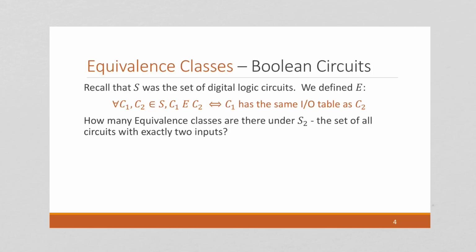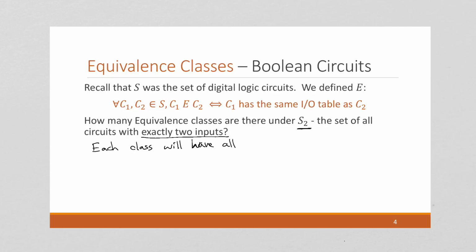Okay, now we're looking back at the Boolean circuits. In the last video, we talked about these Boolean circuits and how this definition of circuits having the same I/O table as each other is an equivalence relation. And so we want to know how many equivalence classes there are under S2, and this is all circuits with exactly 2 inputs. Okay, so each equivalence class will have all the 2 input circuits that share the same I/O table. Right, so they'll have the same inputs and the same outputs.